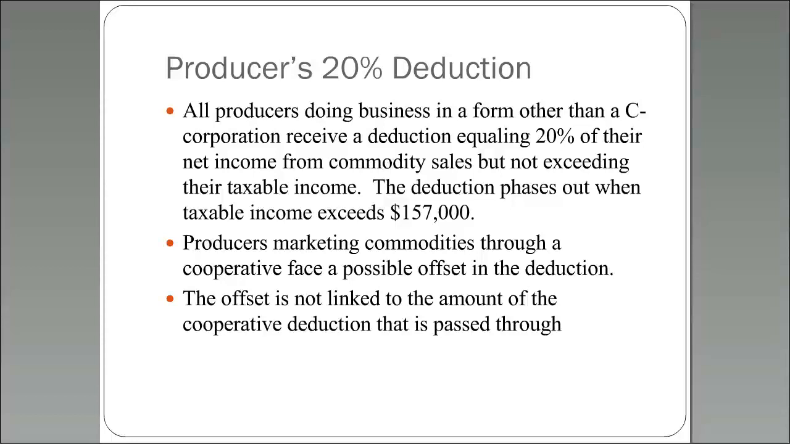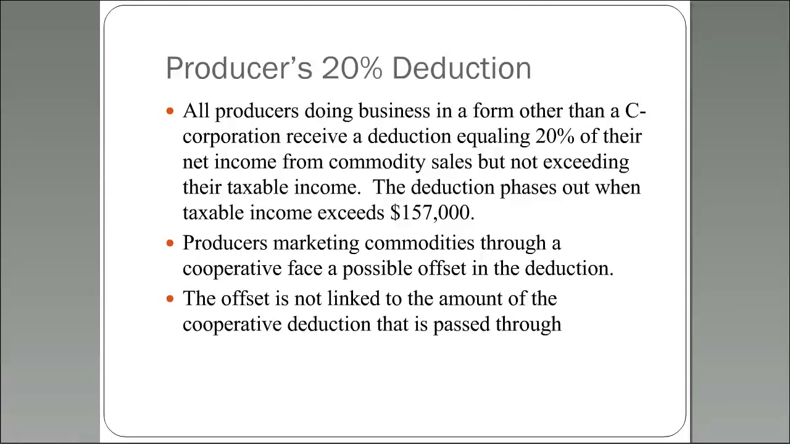So now at the producer level, any producer that's doing business in anything other than a C corporation, they get a deduction of 20% of their net income from commodity sales, not exceeding their taxable income, and it phases out at $157,000 for a single filer. I think for joint it's $300,000 or $400,000. So at high income, it does start to phase out, but for most it's 20%.